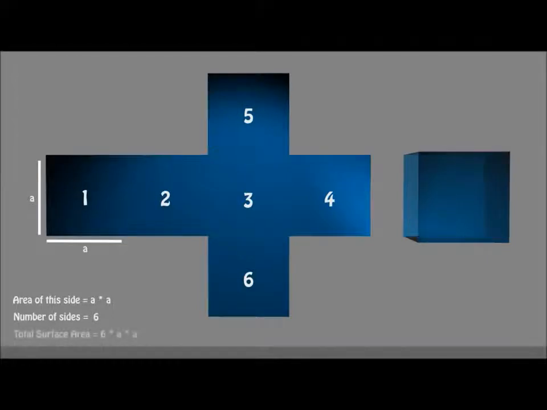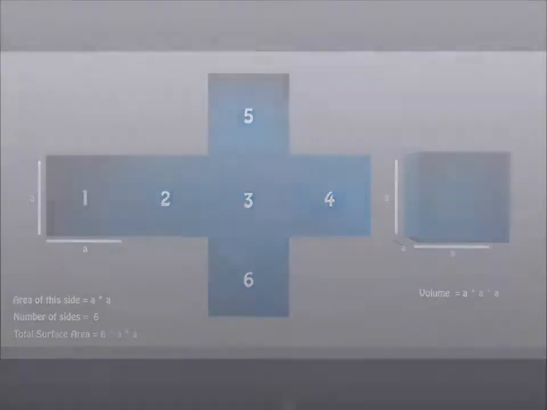Let's open up the cube to separate its surface and volume. The area of each side of the cube is A times A. There are 6 sides in a cube. Thus, the total surface area becomes 6 times A times A. The total volume of the cube is A times A times A.